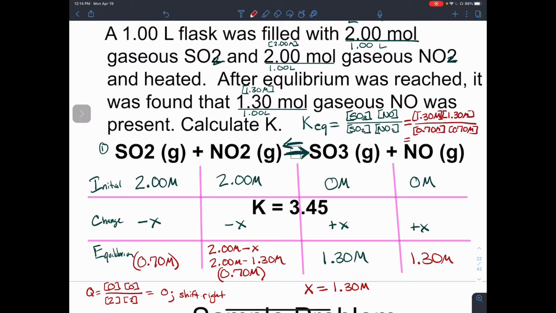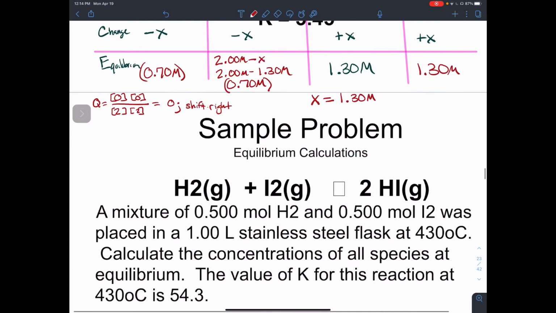So it's going to be 3.45. That is our equilibrium constant. Remember, there are no units. These numbers all had 3 significant figures, and this number was already in the middle of the page as well. So that's the new technique for solving problems that we'll be using. Let's do a couple more of those.